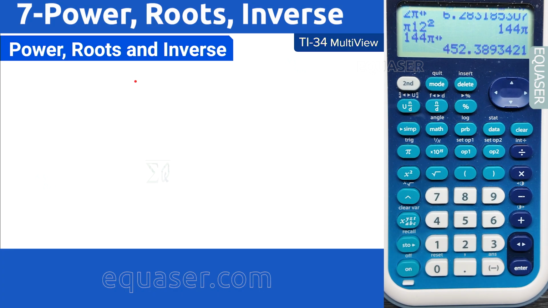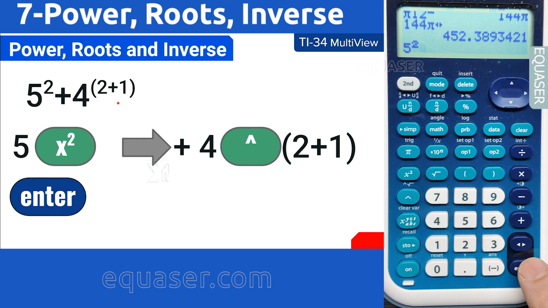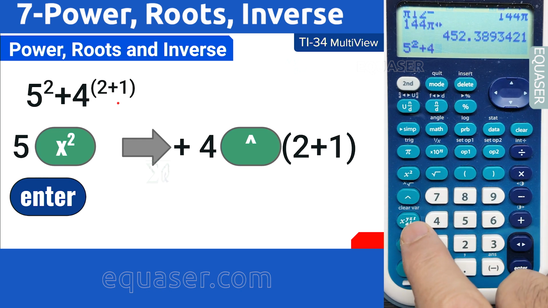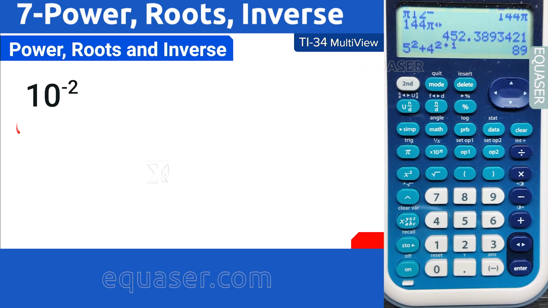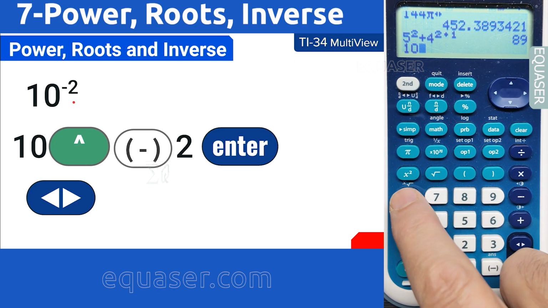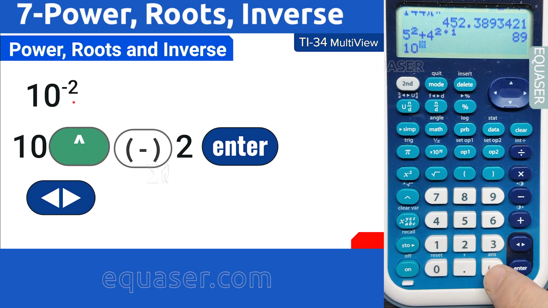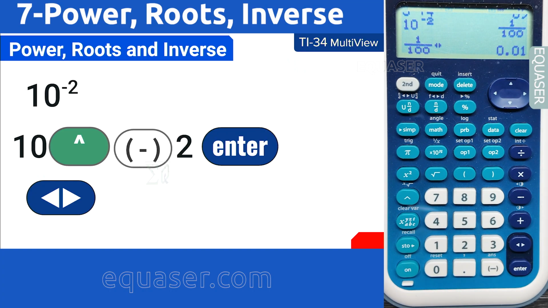So for the power, roots, and inverse, let's say you want to do 5 squared plus 4 to the power 2 plus 1. You don't need to put parentheses. That is okay. If you need 10 to the power minus 2, so we put 10, this button, and then for the minus we must use this one, minus and 2, and enter. That's the answer.